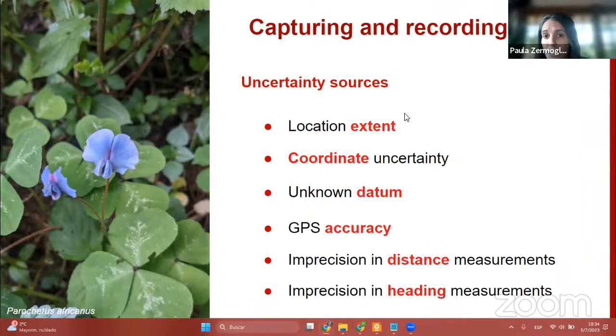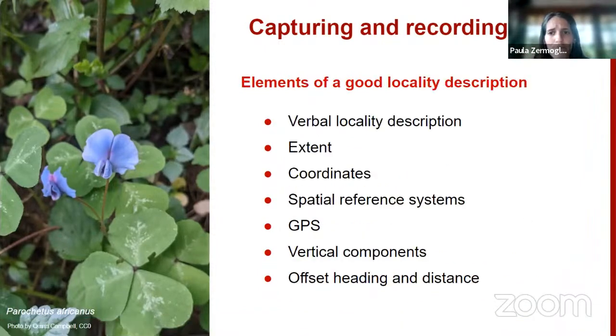So the sources of uncertainty that will affect our georeferences are the location extent, the coordinate uncertainty, the unknown datum, not knowing which datum it is, because as we have seen, coordinates alone without a datum can be way off. The GPS accuracy if we're using GPS to get coordinates, and imprecision in distance and heading measurements. I invite you to review what we have said before in module 1 about these uncertainty sources. But they are important to keep in mind when we're capturing and recording georeferencing data.